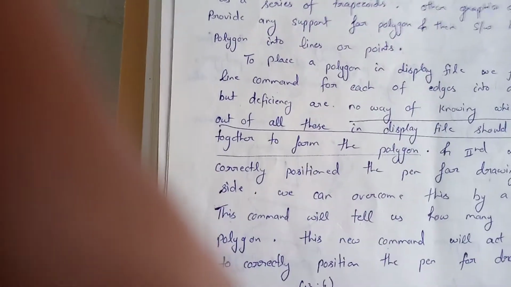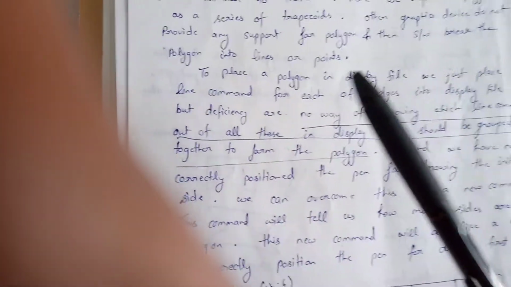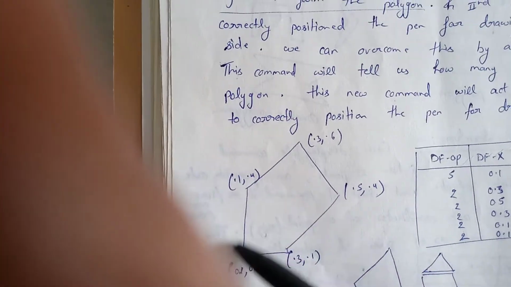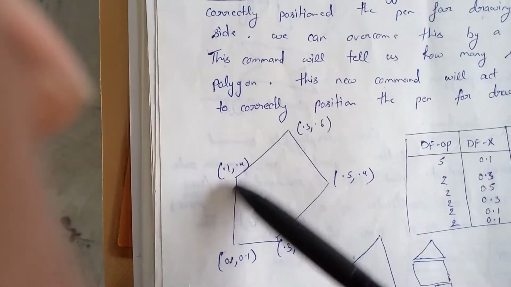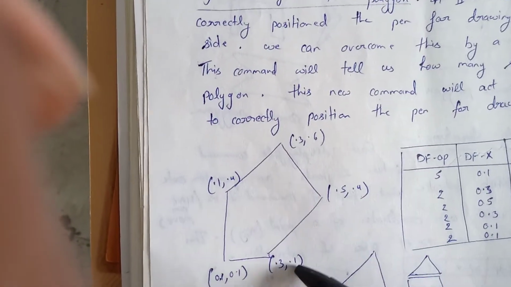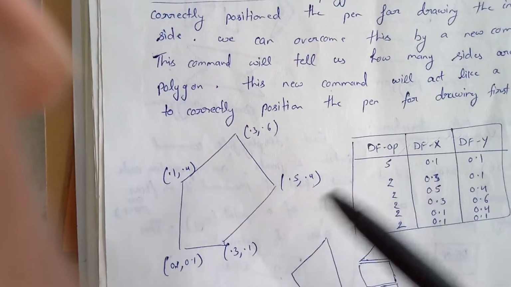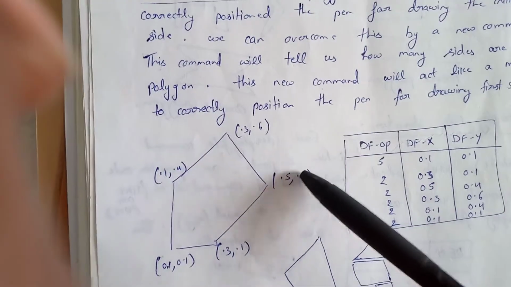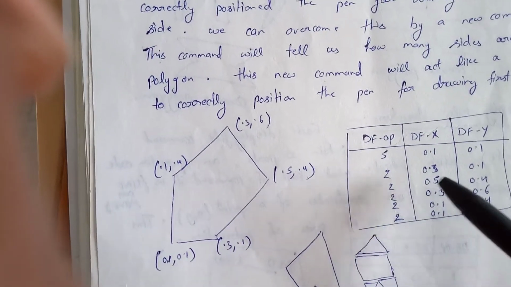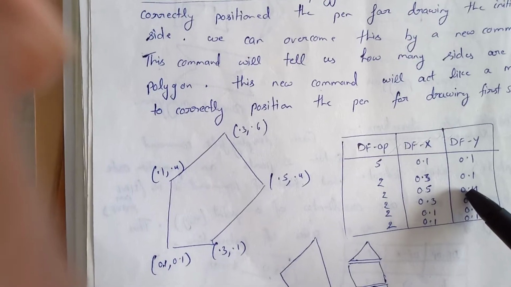Now suppose we want to store a polygon in the display file. To place a polygon in the display file, suppose we have this polygon and we want to store it in the display file. These are the connected lines through which our polygon is designed. We place these points in our file, meaning the command for drawing this line, for drawing this line, and so on. For drawing this line, what do we write? We write the opcode 2 and then the coordinates of x and y.